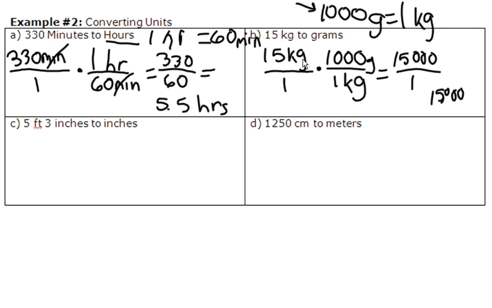Now, if I look at my units, I wanted to go from kilograms to grams. Well, using unit analysis, kilograms on top, kilograms on the bottom cancel out. So yes, I'm left with grams. So my answer is 15,000 grams.